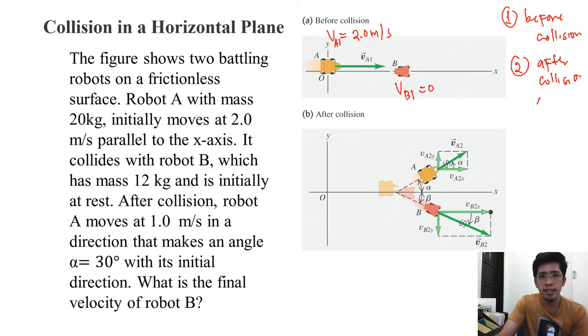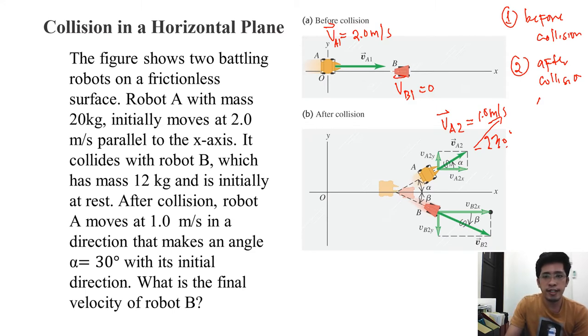Now your robot A moves at a velocity of 2 meters per second toward robot B, which is at rest. After collision, robot A moves at 1 meter per second in a direction that makes an angle of 30 degrees. So it moves here, your robot A, at an angle of 30 degrees. Now, this velocity here is your VA2. Again, when we say 2, these are events that happen after collision. So your VA2 is equal to 1 meter per second at an angle of 30 degrees. And again, these are vector quantities. The question is, what is the final velocity of robot B?